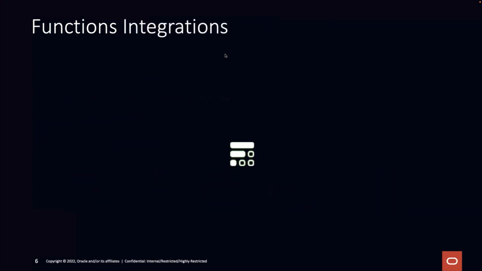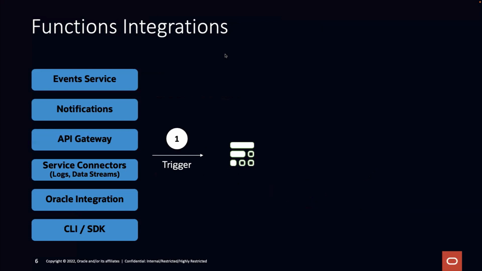Let's move to the functions integration. Functions as a service is integrated with multiple OCI and external services. For example, I talked about the triggers. These are the kind of triggers that we can use. You can configure certain kinds of events, a notification, an API. You can configure a function with API Gateway, Service Connector Hub, and others. And with all these different scenarios, you can trigger your function.